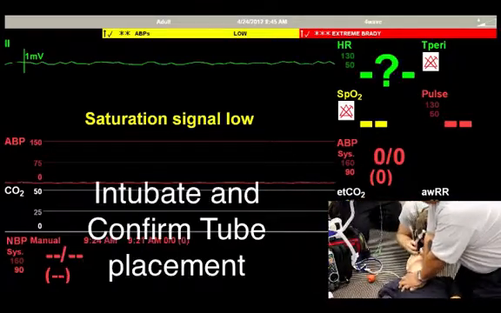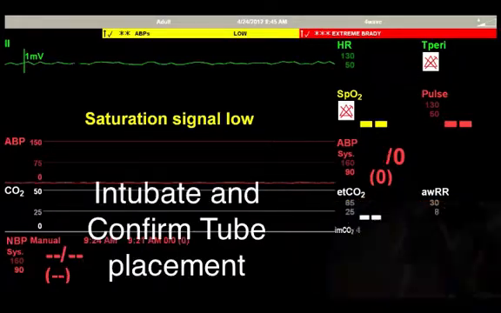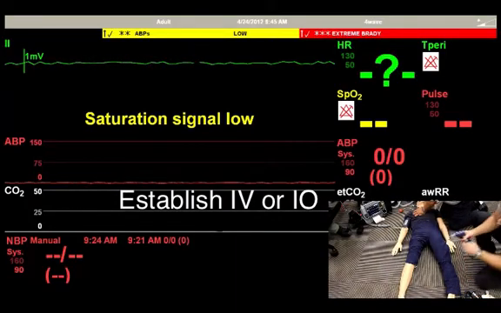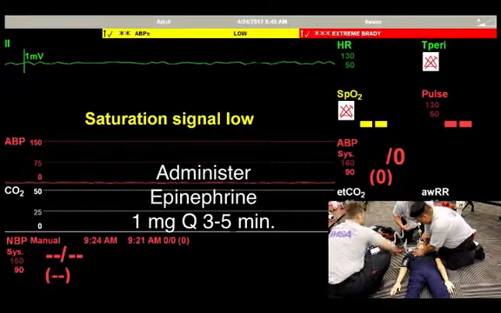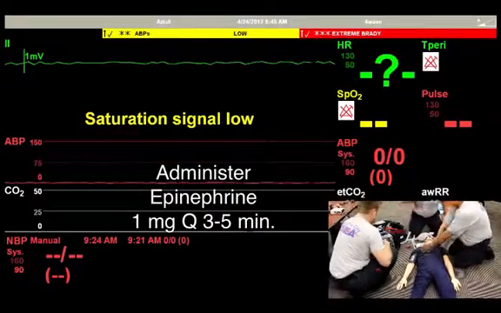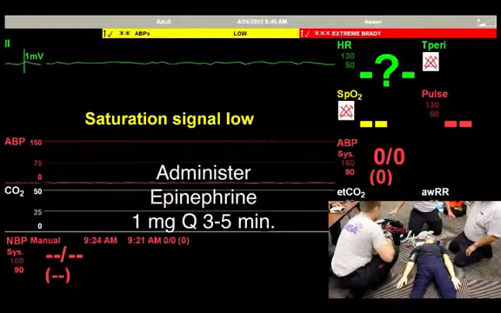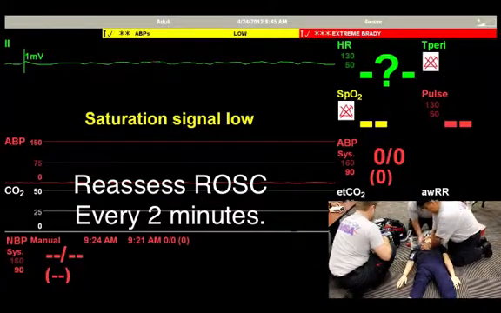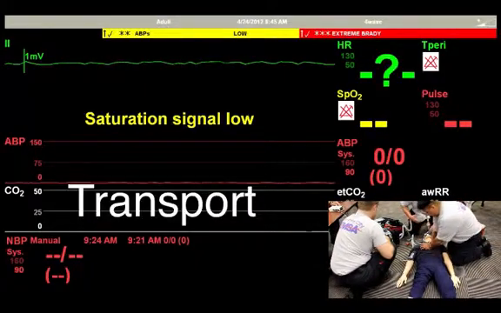Intubate and confirm tube placement. Establish an IV or IO. Administer epinephrine 1 milligram every 3 to 5 minutes. Reassess for return of spontaneous circulation every 2 minutes. And transport the patient.